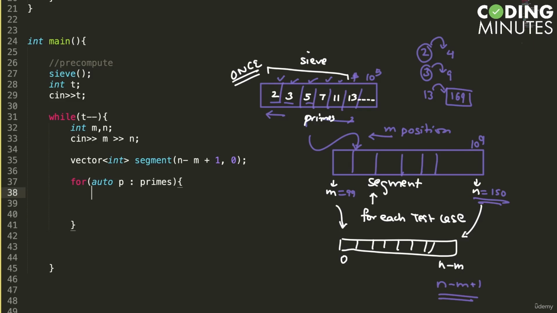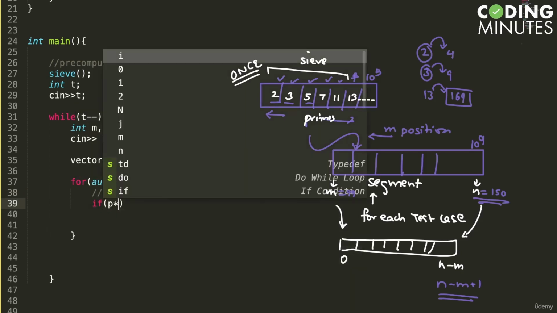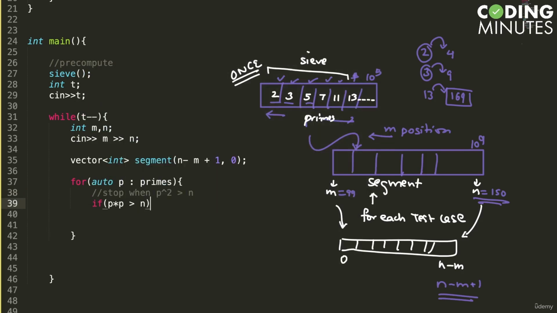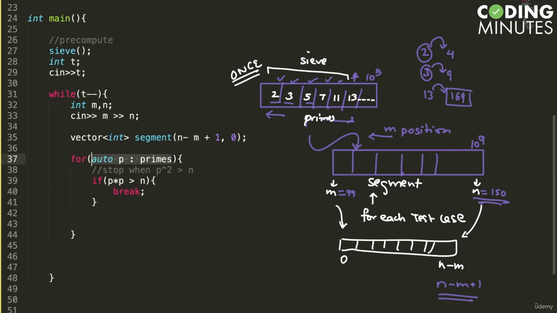We should not iterate over 10 power 5 primes. Stop when the prime square becomes greater than your range in the segment. So we can say if p into p is greater than n, we should break the loop. We have not put the condition here; you can either put the condition here, or you can have an early stopping when this condition is hit. When the square of the prime number is greater than n, that means we are outside the range of the segment.